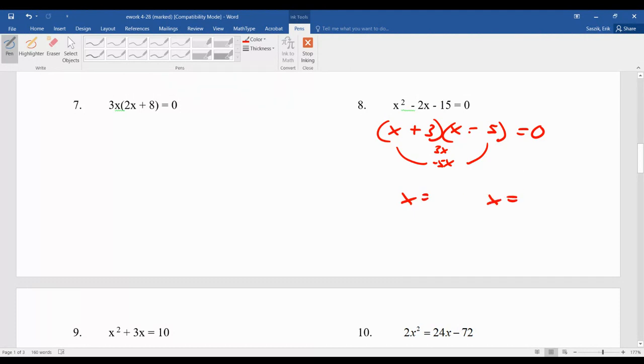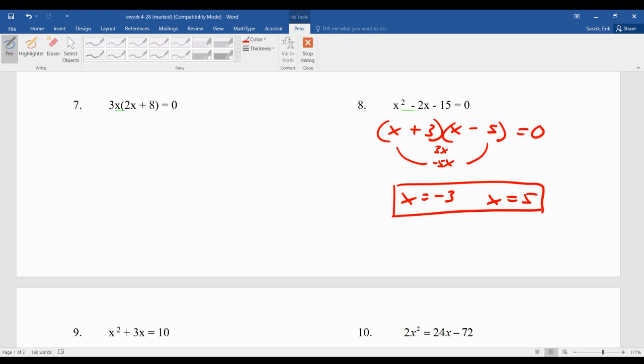Now, I do have to give the answers. Remember, what's going to make this set of parentheses come out to 0? What's going to make this set come out to 0? And those are actual answers. So this is when you have an x squared term and an x term. You have to consider factoring or maybe even quadratic formula.